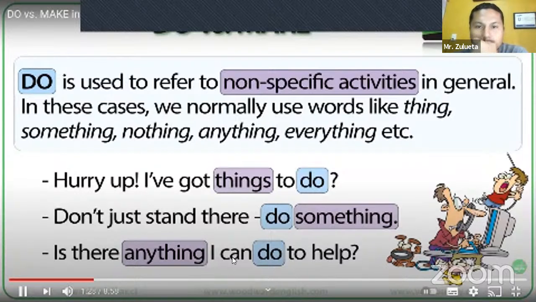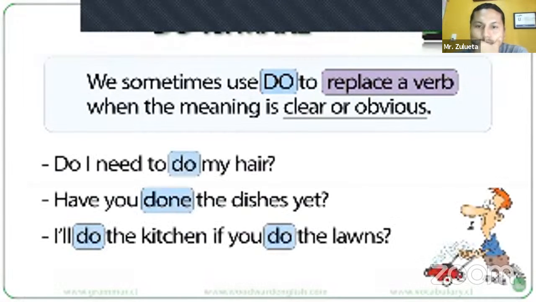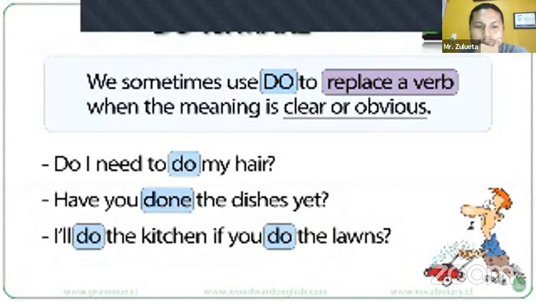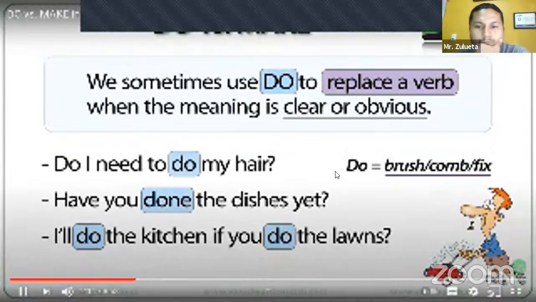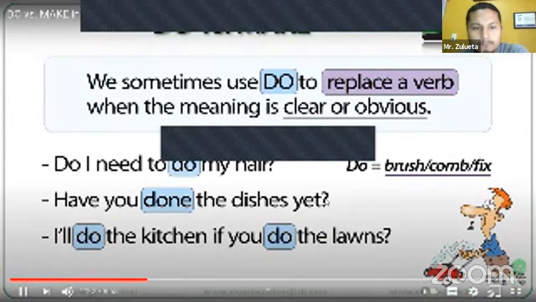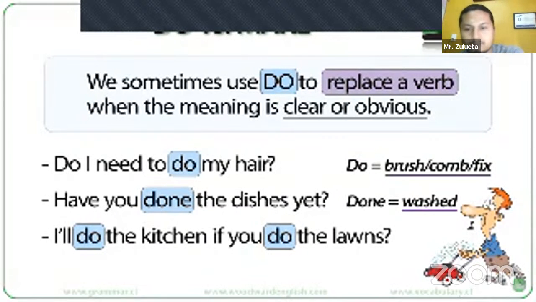We sometimes use the verb do to replace a verb when the meaning is clear or obvious. This is more common in informal spoken English. For example, do I need to do my hair? In this case, it is clear or obvious that do refers to brushing my hair or combing my hair. Have you done the dishes yet? What does the verb done refer to here? In this case, it is obvious that it refers to washing the dishes. It is the same as saying, have you washed the dishes yet?